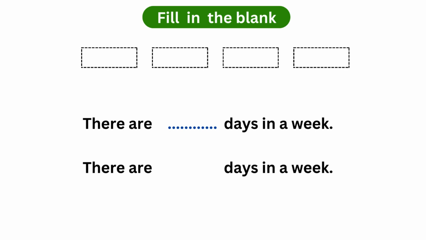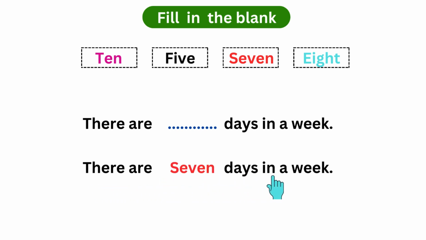Here's the sixth fill in the blank question for you. There are dash days in a week. Your options are 10, 5, 7 or 8. The correct answer is there are 7 days in a week.